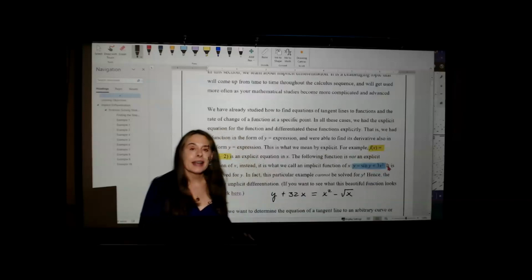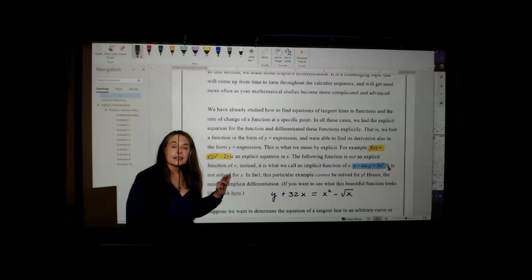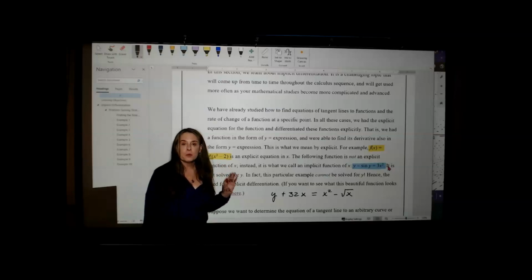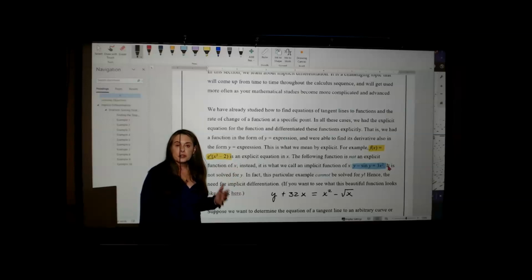When we talk about an explicit formula, it means that it has been solved for the variable y, or for function notation f of x. In that case, the f of x is replacing y. Y is isolated by itself on one side with a 1 coefficient. On the other side is an expression in terms of only the independent variable, usually x, but sometimes t.